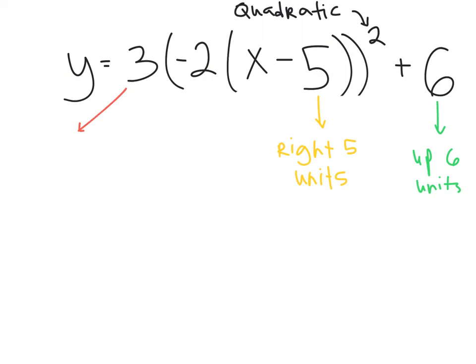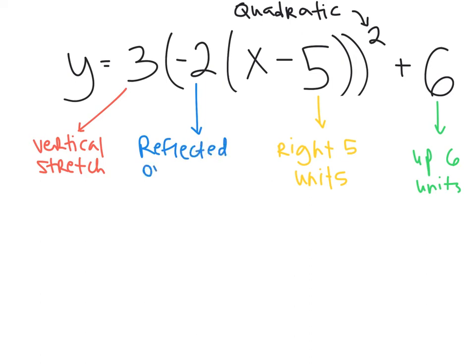Now it's a positive, so I don't need to write anything saying it's reflection or not. But there is a number, and since that number is bigger than 1, we're going to call it a vertical stretch. If it's a vertical stretch, that means that it's going to be skinnier than the normal U shape. Then our last piece is this 2, but it's not just 2, it's a negative 2, so that negative tells us something. It tells us that it's reflected over the y-axis.